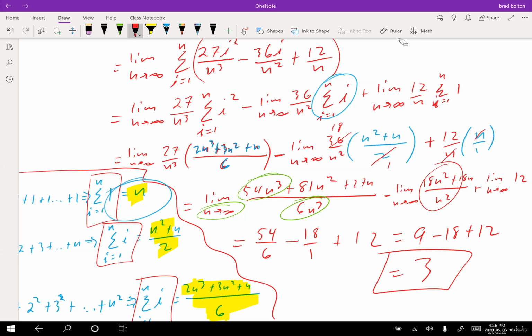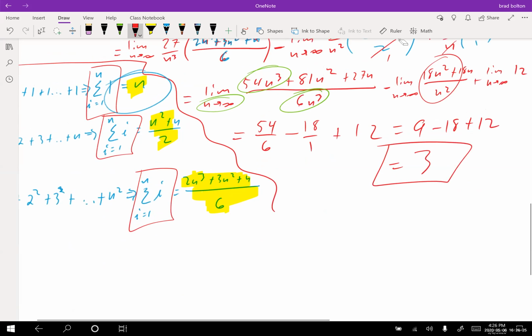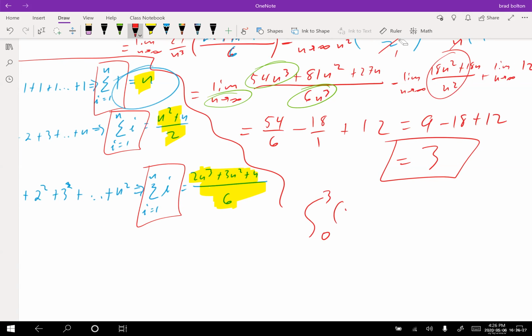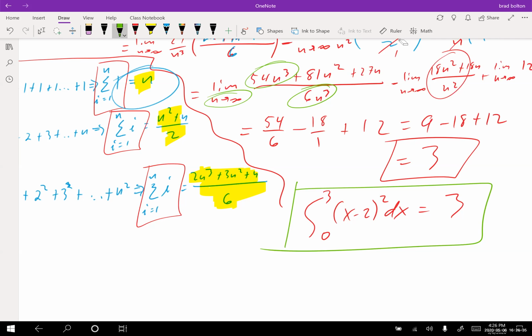So what we're now going to say is the integral from 0 to 3 of (x minus 2) quantity squared dx, this definite integral, is worth 3. And that is our final answer. So you just found the area under the curve of this parabola, (x minus 2) squared, from 0 to 3. Okay? So hopefully that makes sense.